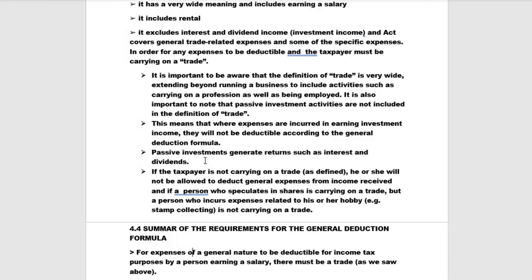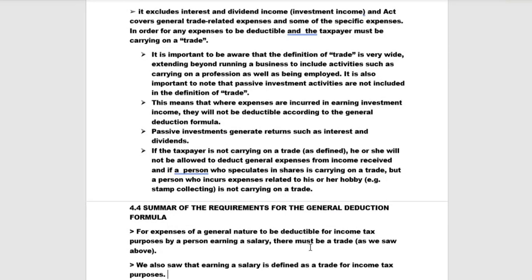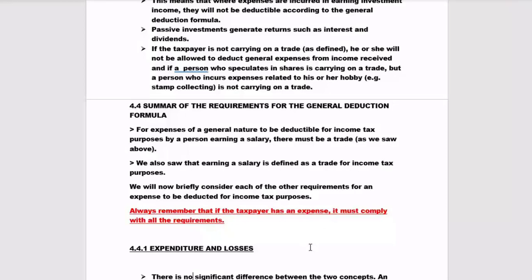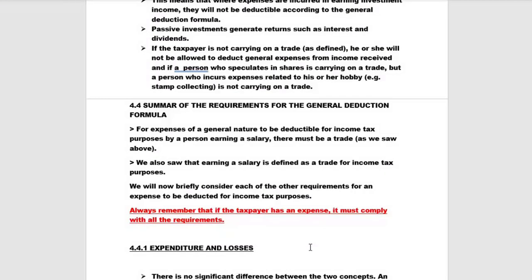All right, you'll stop me there if you're actually not clear with something. But for now, let's just summarize the requirements for the general deduction formula. For the expenses of a general nature to be deductible for income tax purposes by a person earning a salary, there must be a trade as well. And also the salary is defined as a trade for income tax purposes, that would be for individuals who are employed.